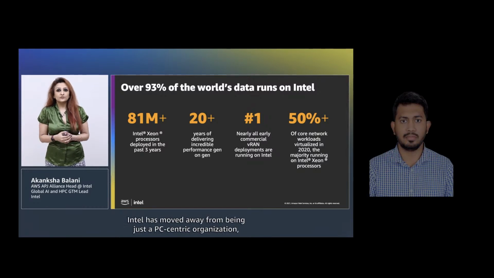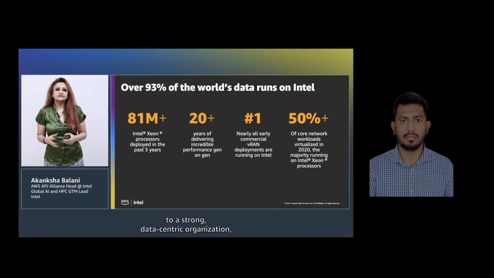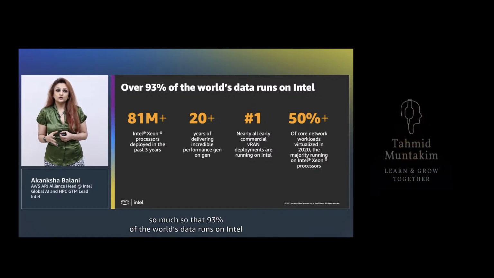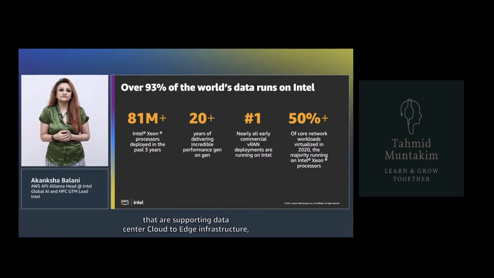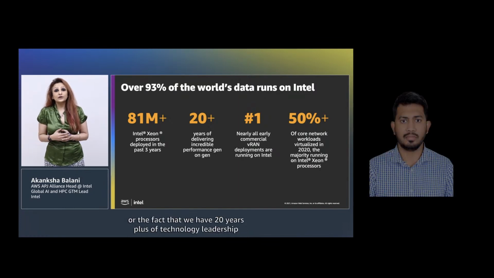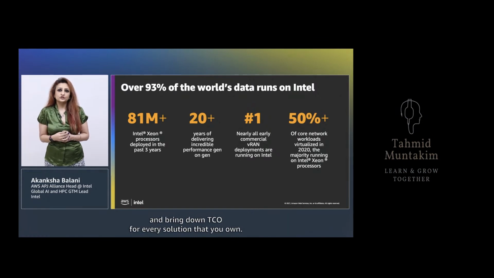Intel has moved away from being just a PC-centric organization to a strong data-centric organization. So much so that 93% of the world's data runs on Intel. And those numbers are showcases on their own. Whether you see that we have 81 million Xeon processors that are supporting data center, cloud to edge infrastructure, or the fact that we have 20 years plus of technology leadership that's helping make compute relevant, performant, and bring down TCO for every solution that you own.